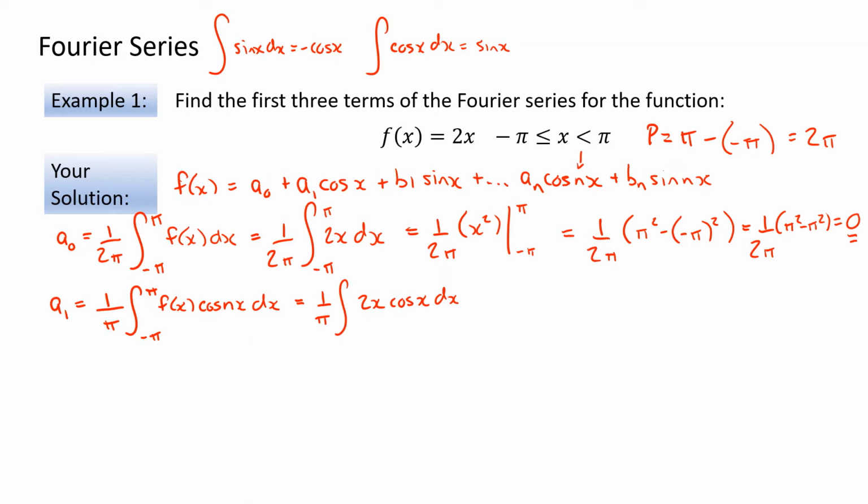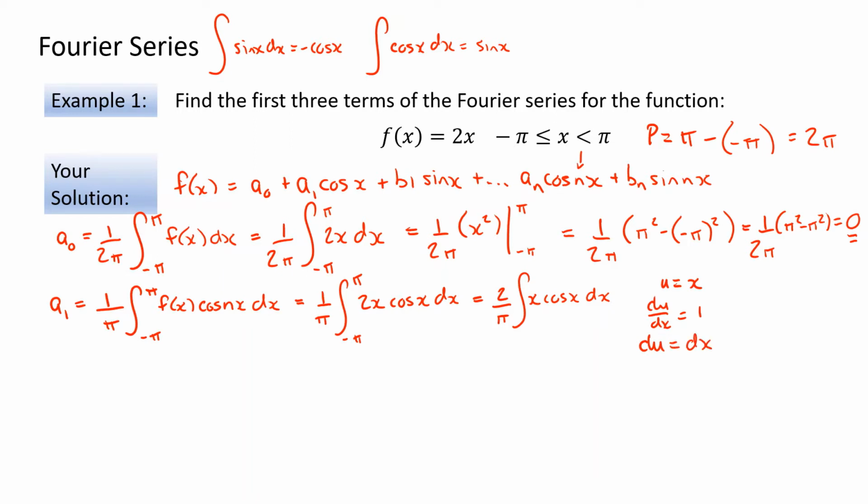Before I do this, I forgot the bounds, so let's keep them here so we don't forget them. I'm going to move the constant outside of the integral. So we get 2 over pi times the integral of x cosine of x dx. For these types of integration by parts, the best solution is to pick u as the non-trigonometric function. So in this case, I'm going to let u equal x. So du by dx would simply be 1, or du is equal to dx.